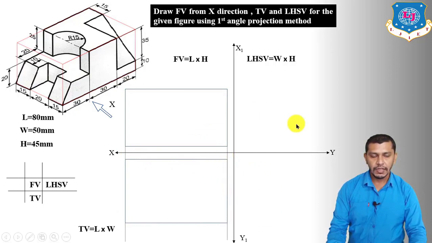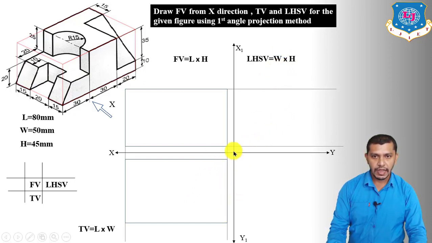Now we have to draw the left hand side view, and the left hand side view will also be a rectangle having width 50 and height 45. So first of all we have to project the height from the front view. Now we have to project the width from the top view. So project this width in the left hand side view.